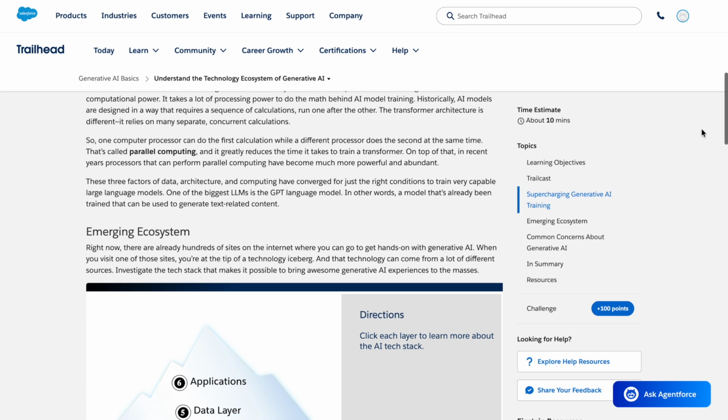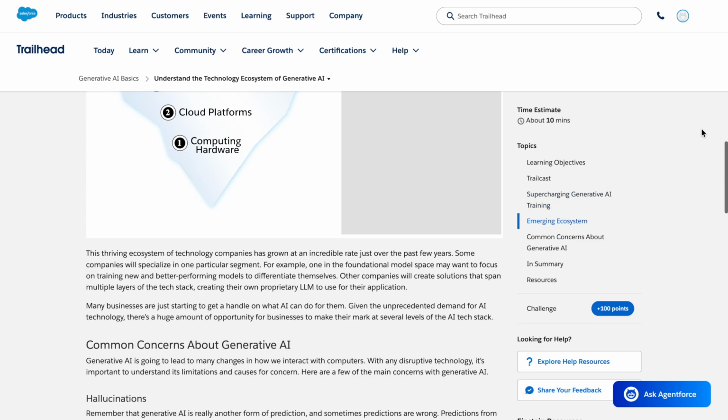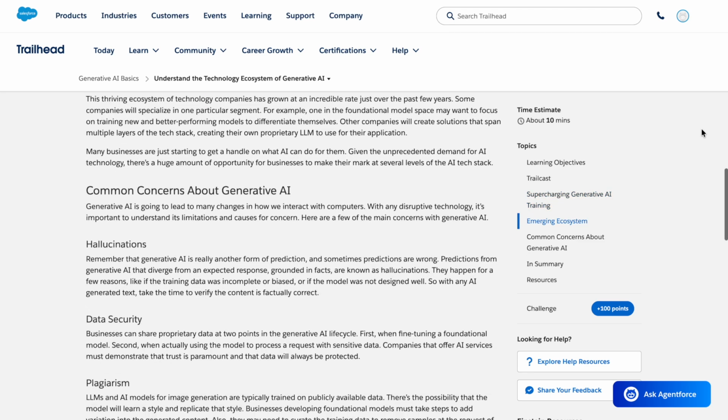Emerging ecosystem. Right now, there are already hundreds of sites on the internet where you can go to get hands-on with generative AI. When you visit one of those sites, you're at the tip of a technology iceberg, and that technology can come from a lot of different sources. Investigate the tech stack that makes it possible to bring awesome generative AI experiences to the masses. This thriving ecosystem of technology companies has grown at an incredible rate just over the past few years.